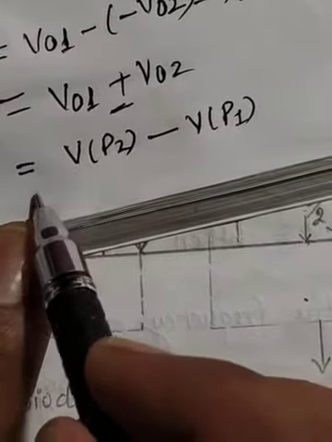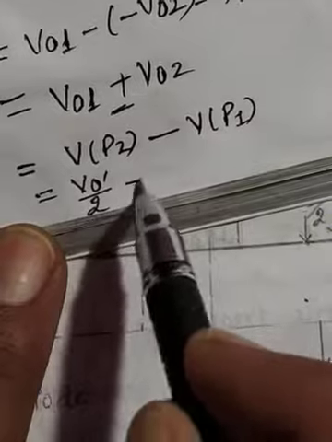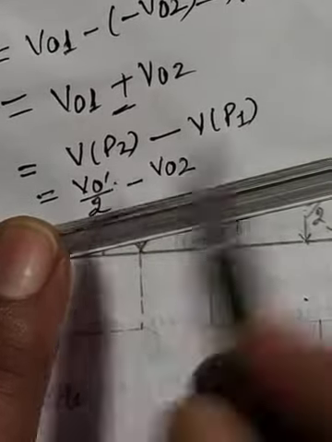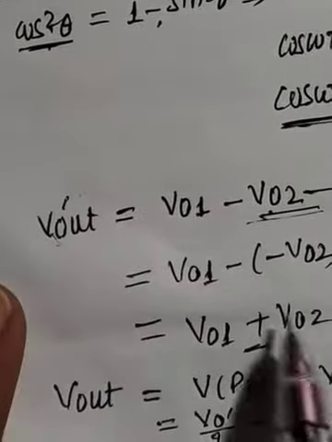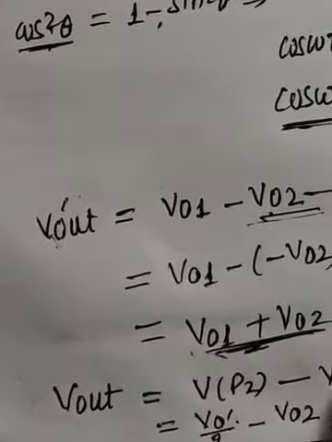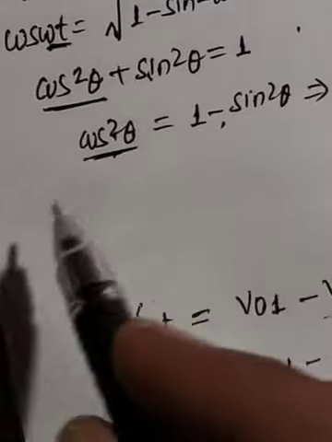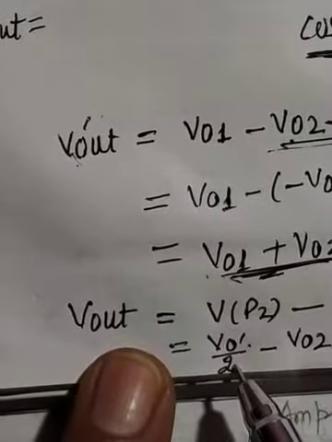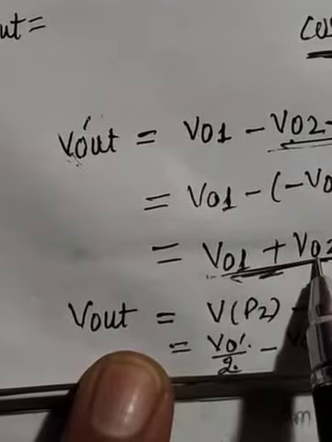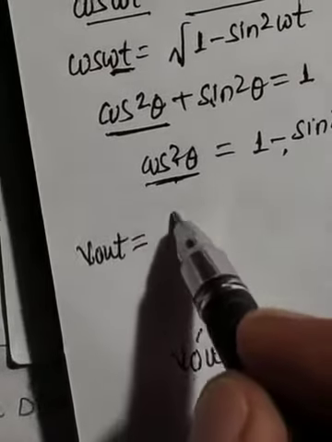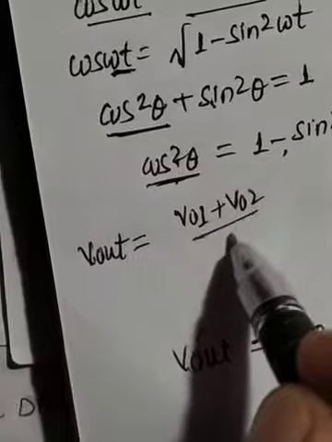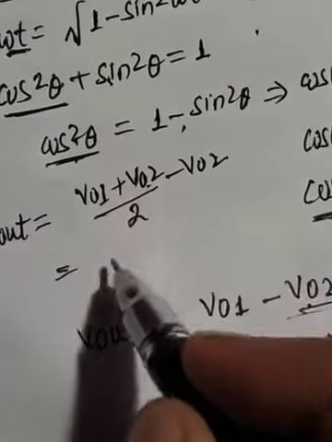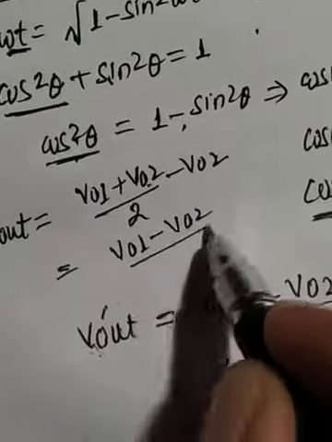Vp2 is V0 dash by 2 minus Vp1, which is V02. And what is the value of V0 dash? V0 dash is V01 plus V02. Let us make this substitution here. So V out is equal to V0 dash by 2, and V0 dash is V01 plus V02, so V out is (V01 plus V02) by 2 minus V02. Subtracting, we get (V01 minus V02) by 2.